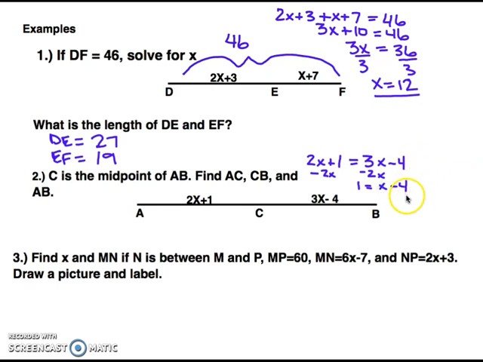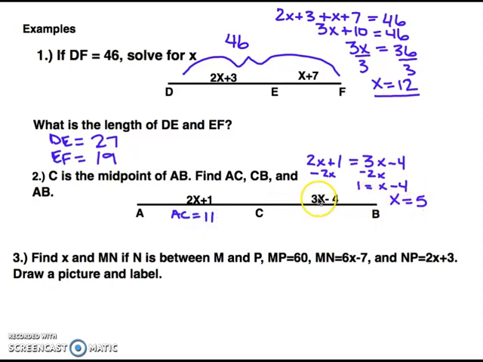Okay, we should have that. And now I want to add 4 to the other side, which gives me x equals 5. So we've solved for x, and the other step was we need to find AC, CB, and AB. So again, if we plug 5 in, we know that 2 times 5 would be 10. And if you add your 1 to it, that means that AC equals 11.